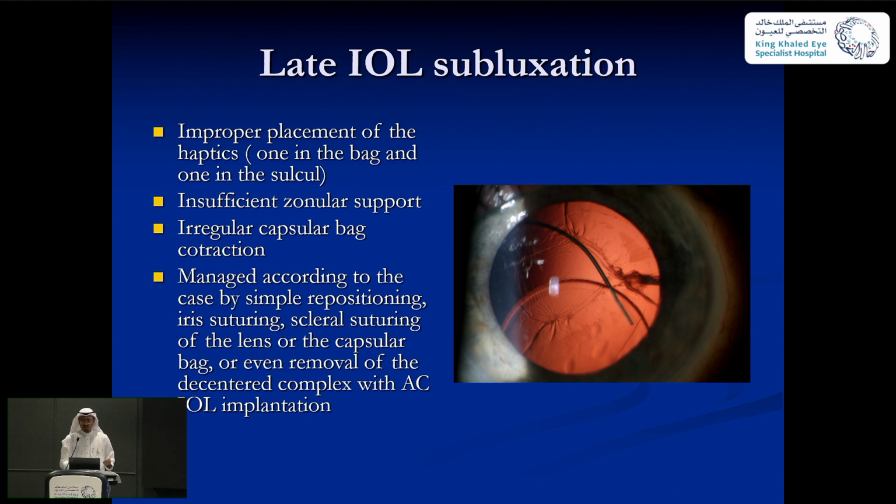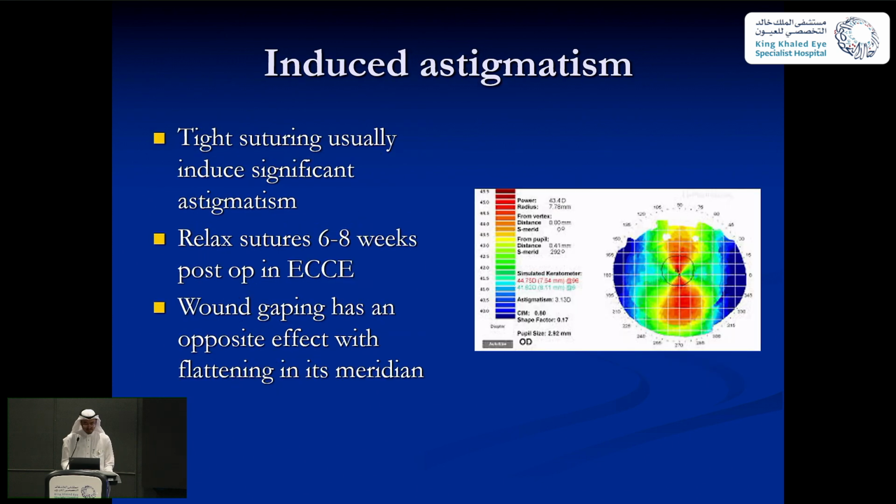You can suture the IOL either to the iris or to the sclera, or suture the capsular bag, for example, or even removal of the decentered complex and put a later scleral fixated or ACIOL. Another complication is astigmatism. This happened with a tight suture. For the ECCE wound, usually we relax the suture in 6 to 8 weeks. And wound gaping gives against-the-rule astigmatism if there is a superior ECCE.